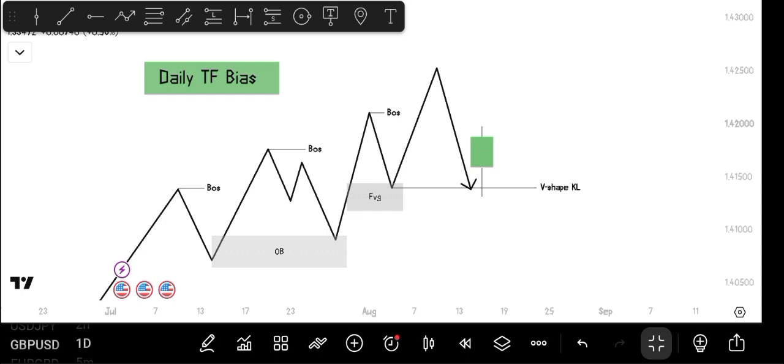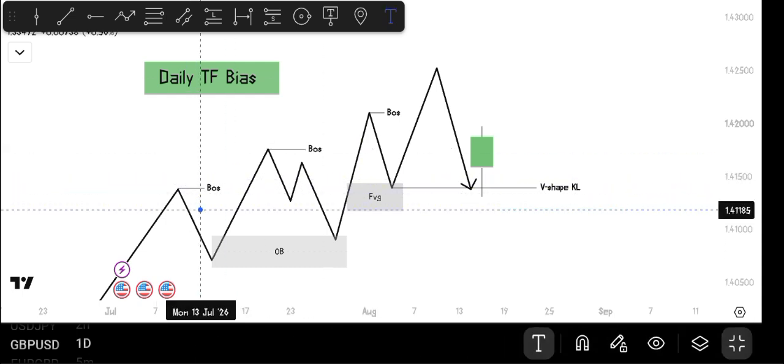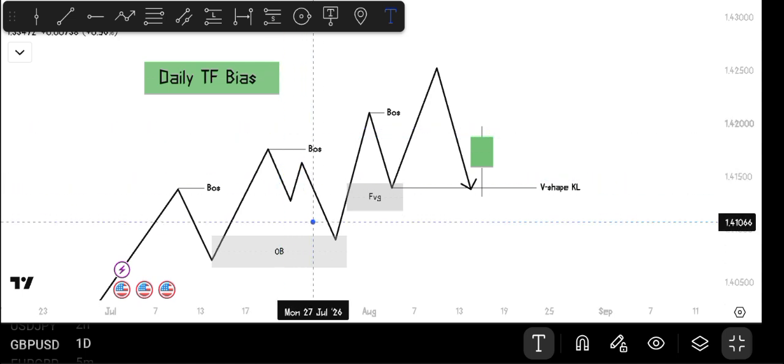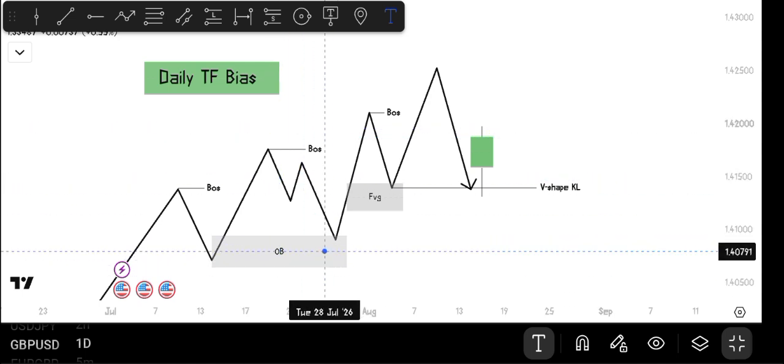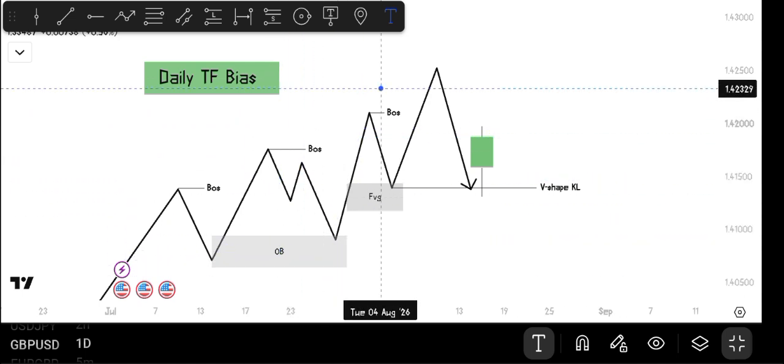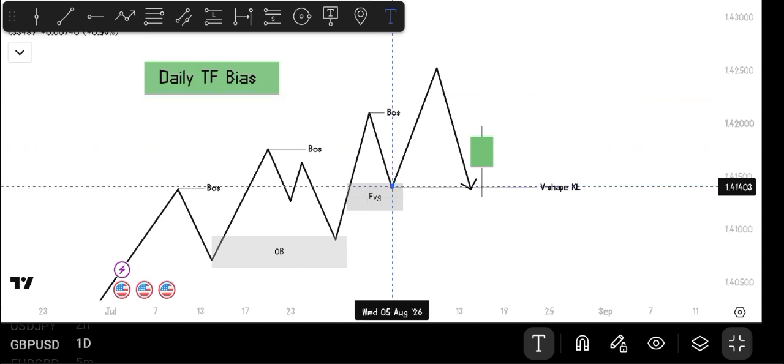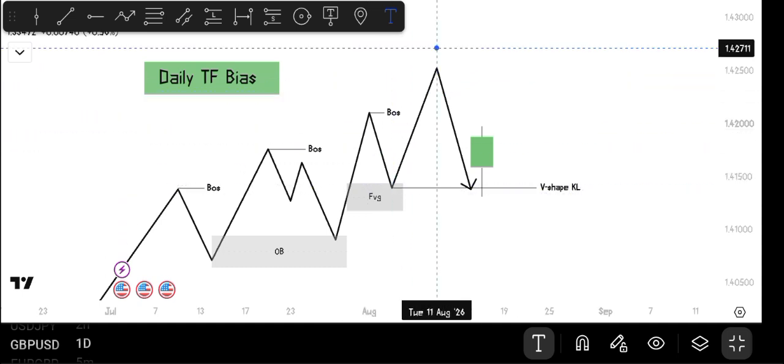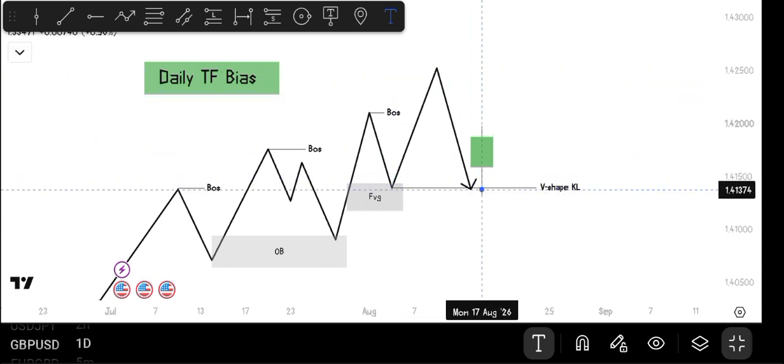As you can see, price is giving us higher highs, higher lows, higher highs, higher lows. It mitigated another block and gave us another break of structure, creating another high, came back to the fair value gap, and gave us another break of structure. Now price has retraced back to the key level.